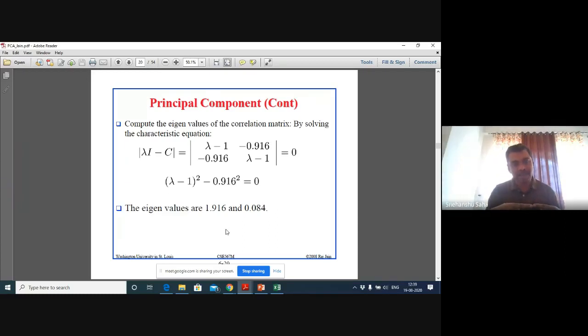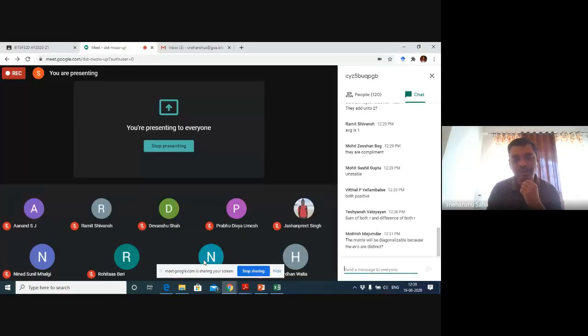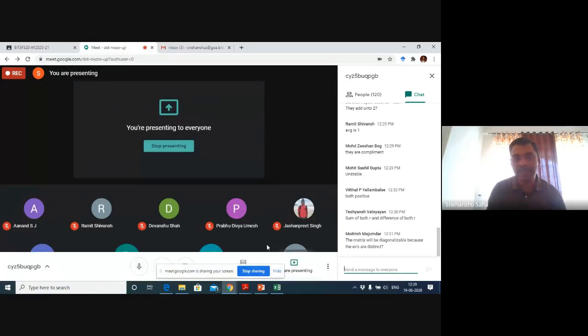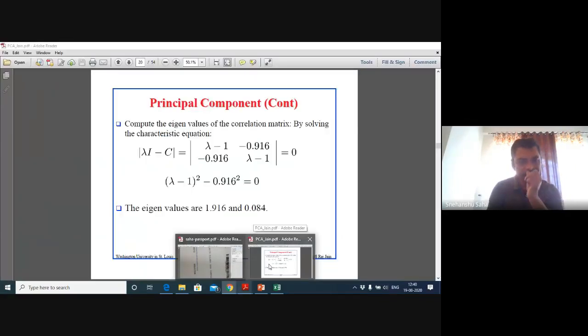So please note point number 6: is there a relation between the correlation matrix being real and symmetric and the corresponding eigenvalues being real and different from each other? Did you get what I wanted to ask? I'll repeat. There is an observation that the correlation matrix is real and symmetric. There is another observation that the corresponding eigenvalues are real and different from each other. Is there some relation between the two? Please note this down. I bet there is a relation, but we'll see.